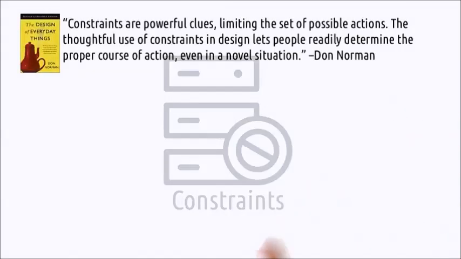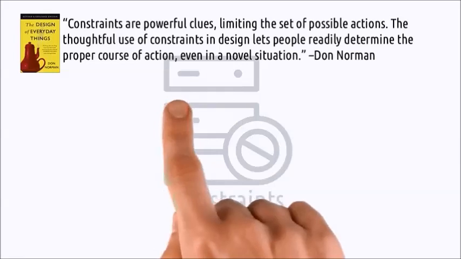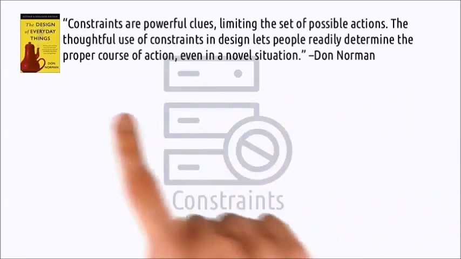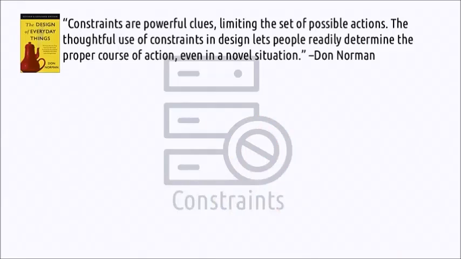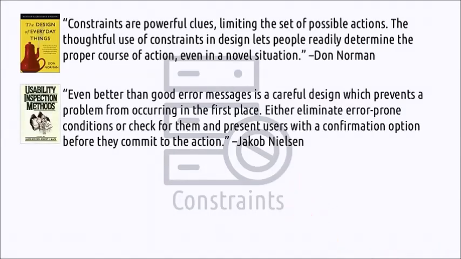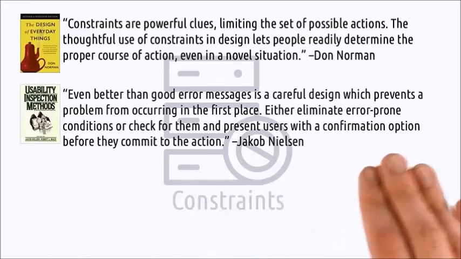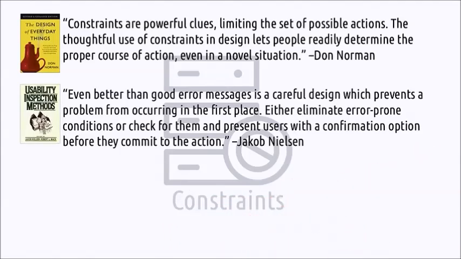On constraints, Norman writes that constraints are powerful clues limiting the set of possible actions. The thoughtful use of constraints in design lets people readily determine the proper course of action, even in a novel situation. And remember, designing so that users are immediately comfortable in novel situations is one of the goals of good user interface design. Nielsen notes that even better than good error messages is a careful design which prevents a problem from occurring in the first place.